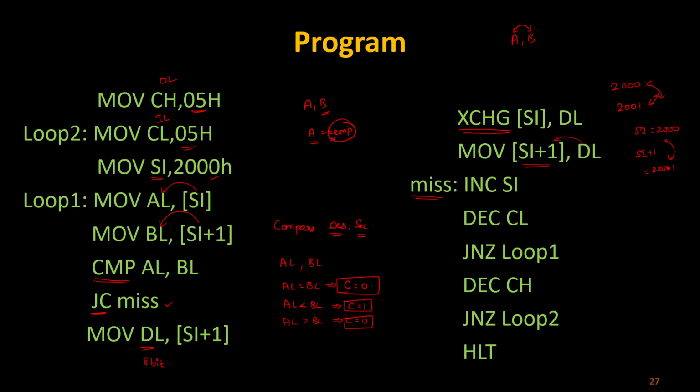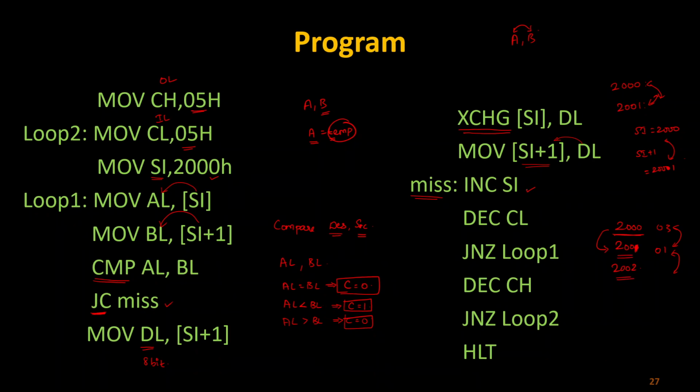And after that, I have to increment my SI. Why am I incrementing my SI? Because in the inner loop for the next iteration, it is 2001, and after that 2002, right? So the values at 2001, which are 03 and 01, right? After swapping these two values, I have to swap the next two values. Previously SI was 2000, so I have to move to 2001, so that SI will be 2001 and SI plus 1 will be 2002.